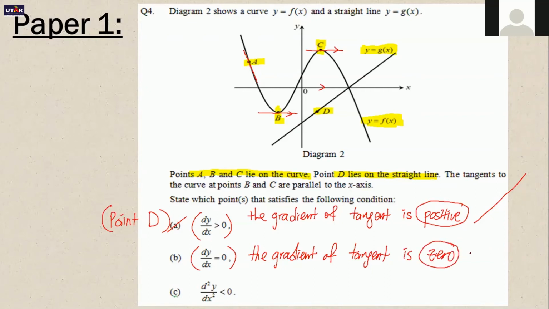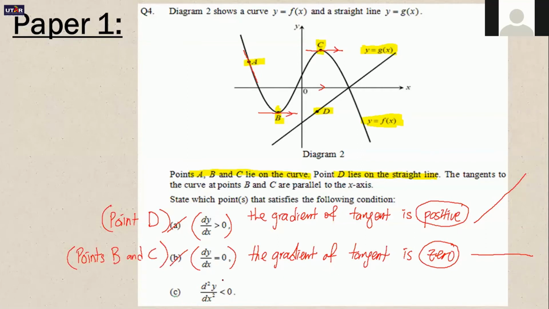Gradient of tangent is 0 means what? It is a horizontal line, right? So now you check the 3 points. Point A is not a horizontal line, right? So the answer is not point A. Then look at point B and point C. Is their tangent line horizontal? Yes, right? So that's why the answer for part B will be point B and C. So this is the answer for part B.